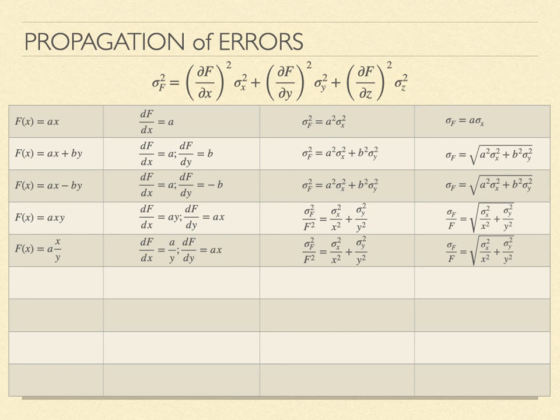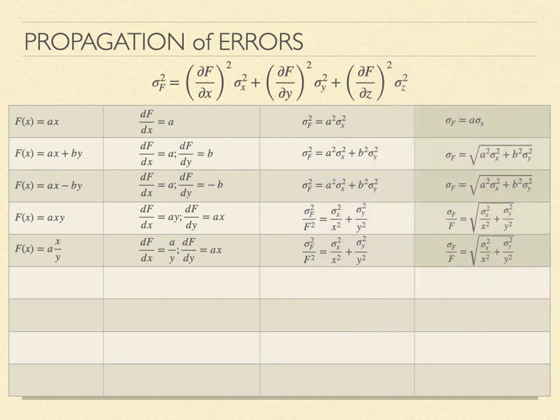This is to be remembered. For addition or subtraction, to find the absolute standard deviation of the function, take the square root of the sum of the squares of the absolute standard deviations. By contrast, for multiplication and division, to find the relative standard deviation, take the square root of the sum of the squares of the relative standard deviations of the variables. Recall that you can always turn a relative standard deviation into an absolute standard deviation by multiplying by the value of the function, which is your answer.